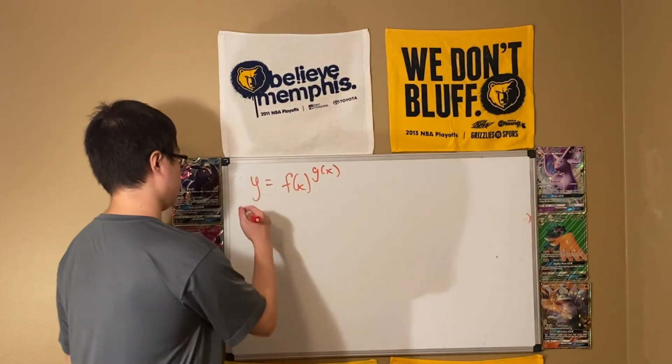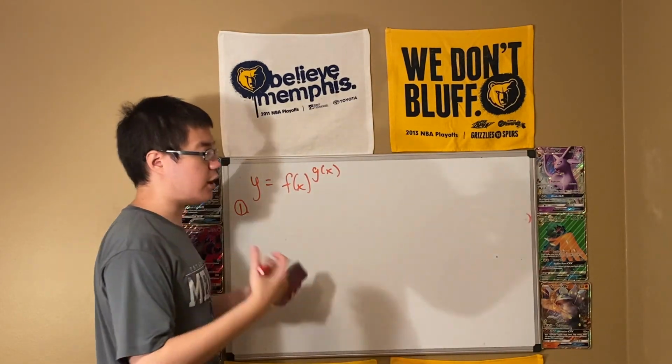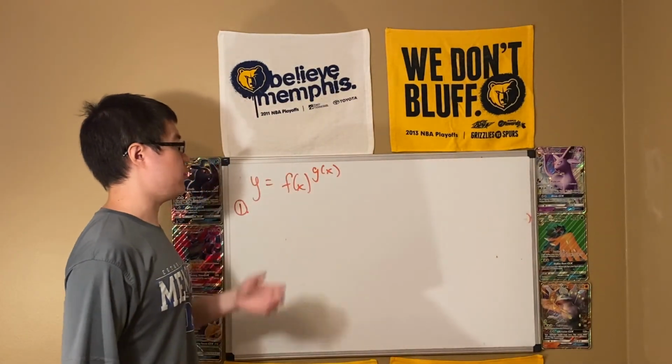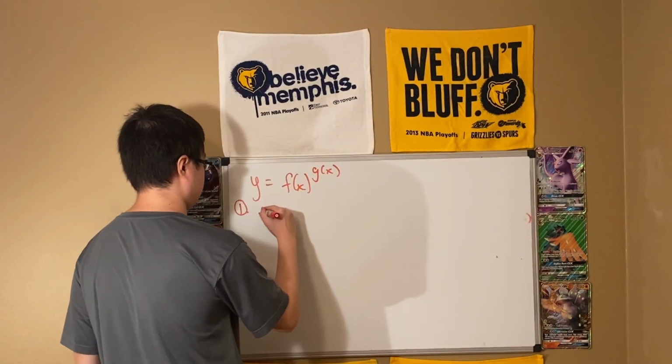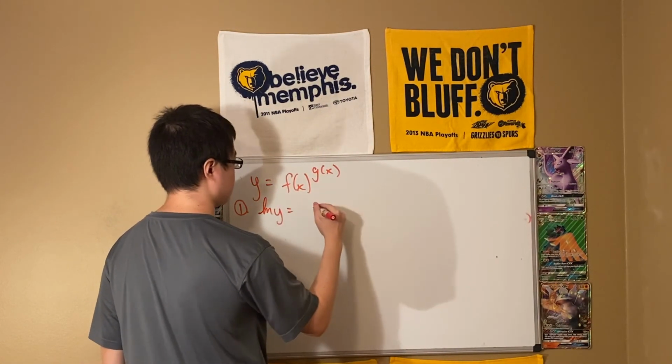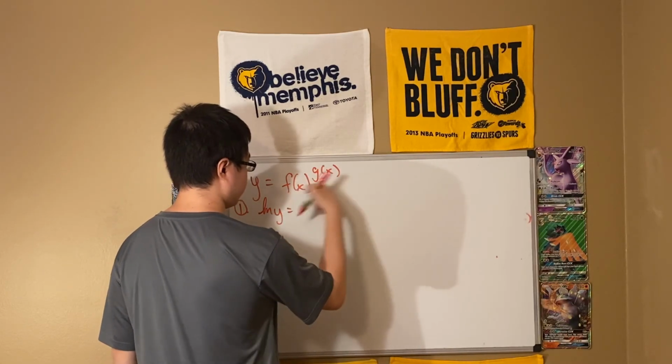So what's the first step? Why is this called logarithmic differentiation? It's because we take the natural log of both sides at the beginning of the question. We take the ln of both sides. So it's pretty aptly named. Logarithmic differentiation, how do you do it? You take the ln of both sides to start off with. So it's going to be ln y equals ln of this.